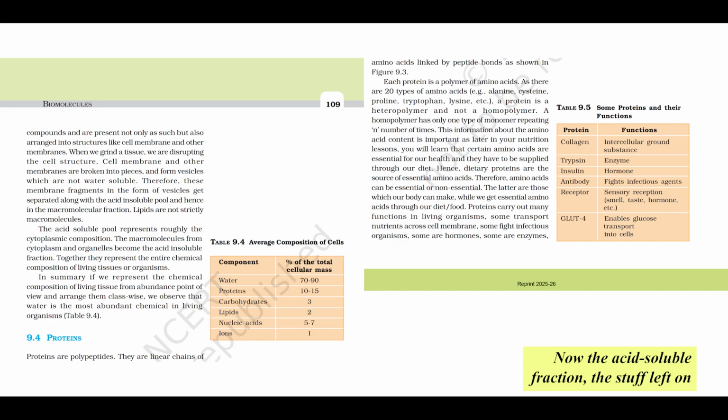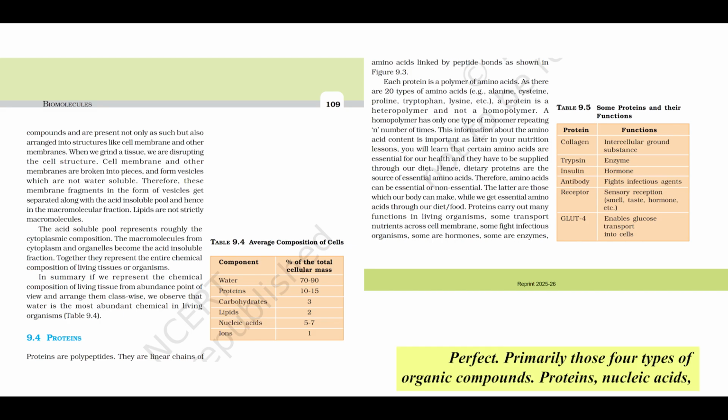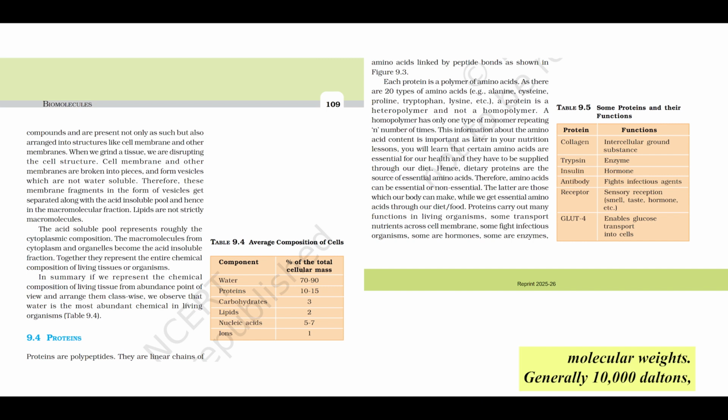Now, the acid-insoluble fraction, the stuff left on the cheesecloth, what did we say was in there? Proteins, nucleic acids, polysaccharides, and lipids. Perfect. Primarily those four types of organic compounds. Now here's the size distinction. With the very important exception of lipids, the other three classes, proteins, nucleic acids, polysaccharides, have much larger molecular weights. Generally 10,000 Daltons, or even higher. Wow, much bigger. And for this reason, they are called macromolecules or biomacromolecules, macro meaning large.